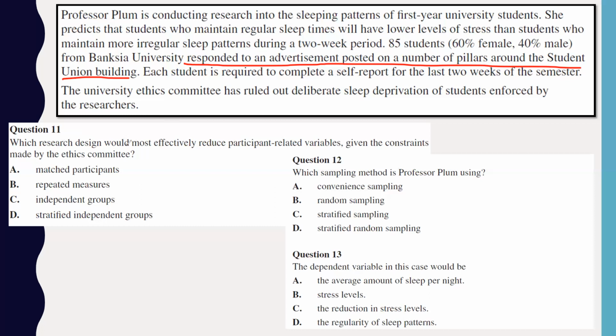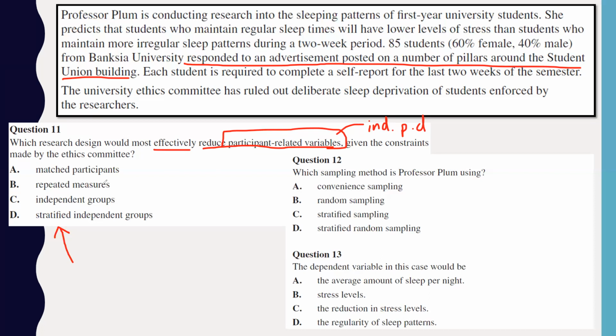So the first question is, which research design would most effectively reduce participant-related variables given the constraints made by the ethics committee? Now, this is a kind of confusing question because a lot of the questions we've dealt with so far talk about which research design was used in the scenario. This question isn't asking you what research design was necessarily used, but it's asking you which research design would be most effective in reducing any individual participant differences. Remember, the word participant-related variables is basically talking about our individual participant differences there. Individual PD, participant differences.